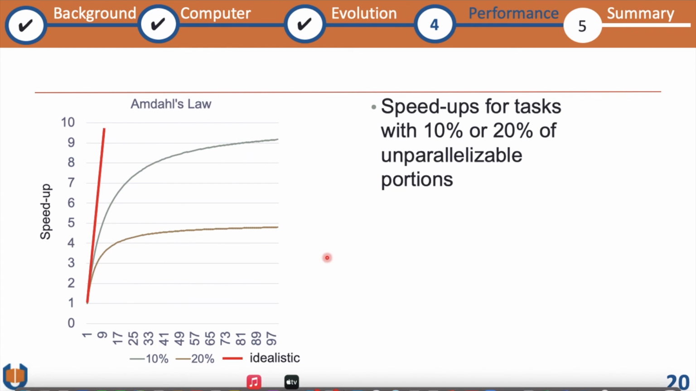Okay, so the important thing here is, as we increase the number of processors, the speed up is not according to the result. 100 processors give only about 10 times speed up, because of the serial portion.